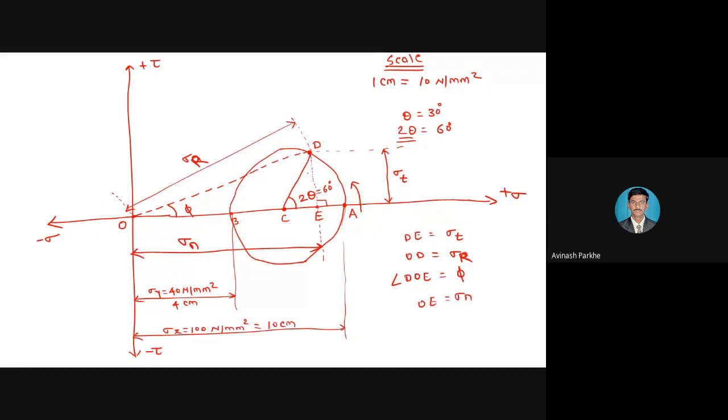The AB distance, the 6 centimeter you got, represents the difference between the two principal stresses. Then tell me, is the AB distance the diameter or the radius? Is the AB distance the diameter or the radius of the circle?